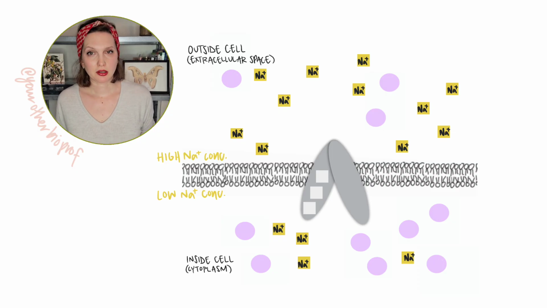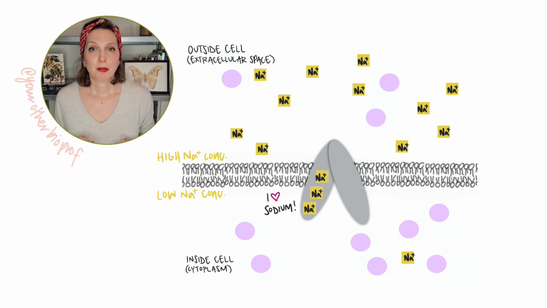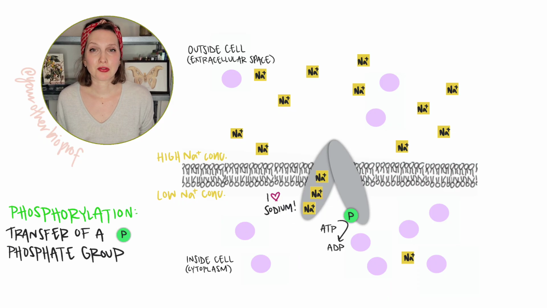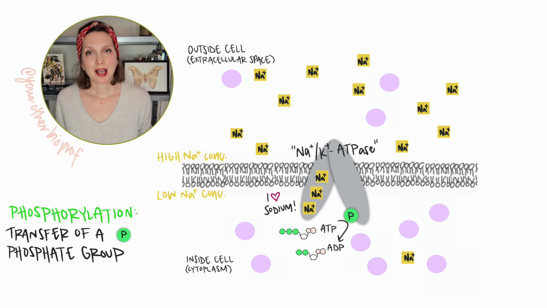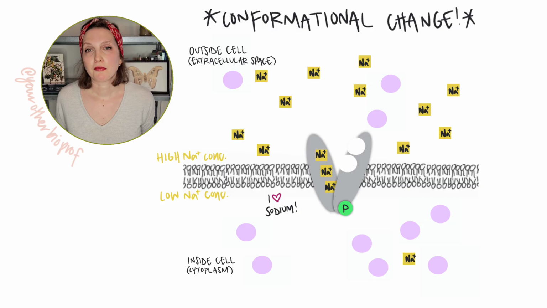To begin our cycle, the pump faces inward toward the cytoplasm. In this setup, it's got a high affinity for sodium. It binds strongly. 3 sodium ions from the cytoplasm bind sites on the sodium-potassium pump. The pump is phosphorylated by ATP hydrolysis. ATP binds the pump, which works as an enzyme, pops off a phosphate group, ATP becomes ADP, and that phosphate is stuck onto the pump. This releases energy. And it causes a conformational change, or a shape change, in our pump.